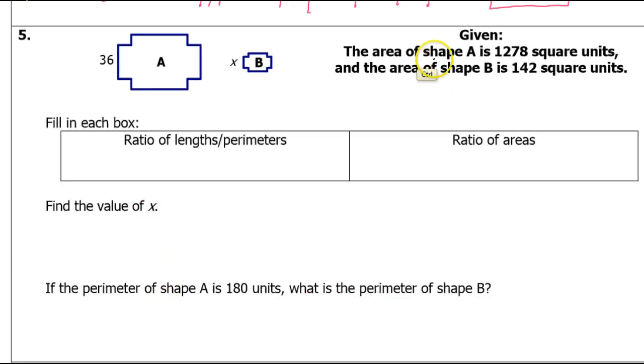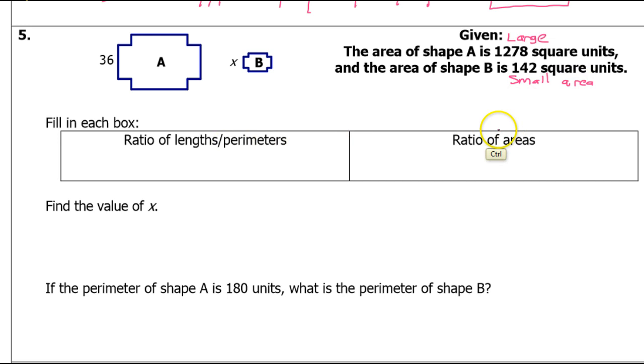For number 5, we were given two areas. The area of shape A is 1,278, so obviously that is the large area. And the area of shape B is 142 square units. Obviously that is the small area.